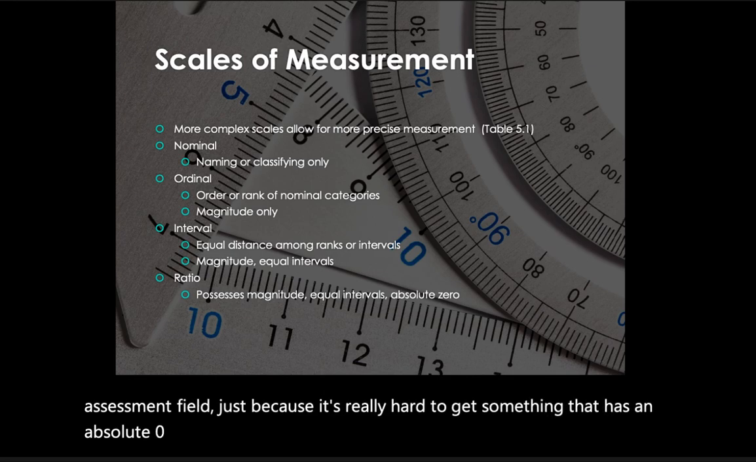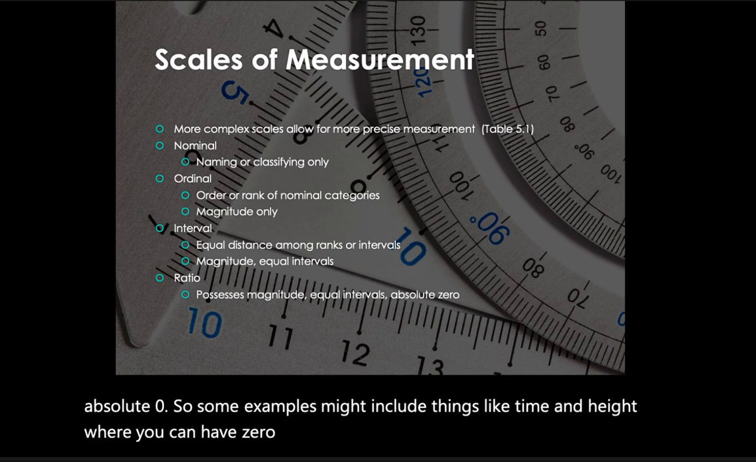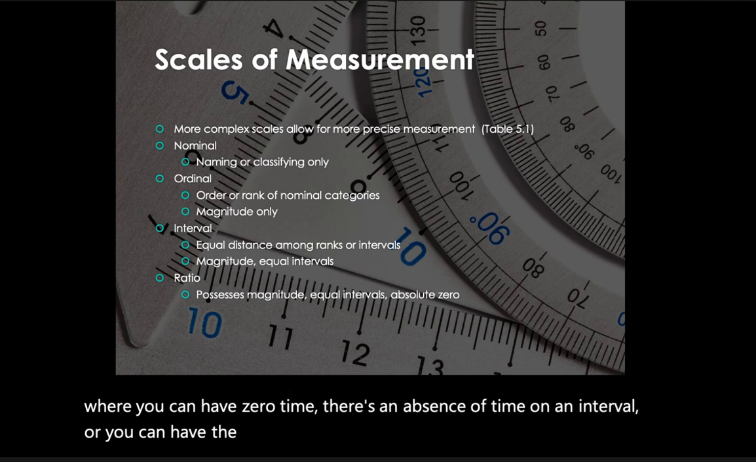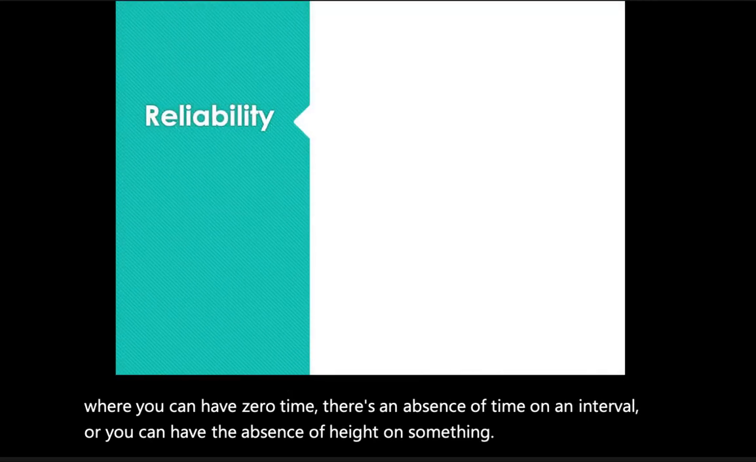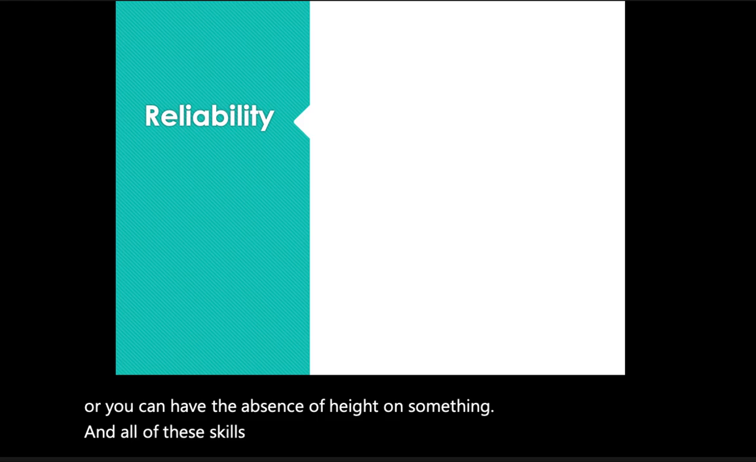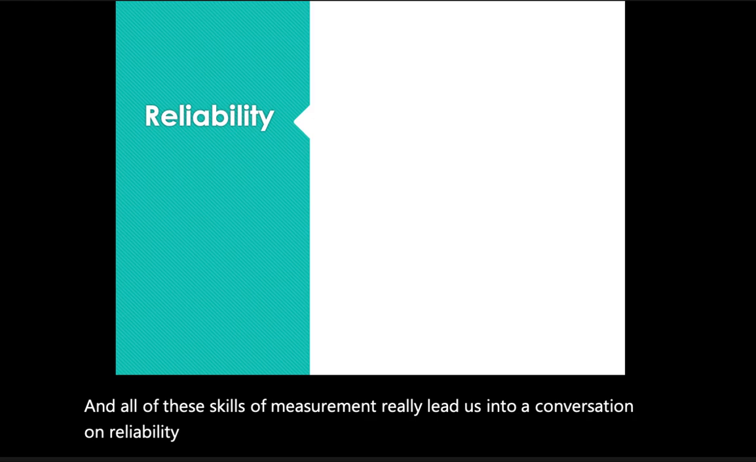So, some examples might include things like time and height, where you can have zero time. There's an absence of time on an interval, or you can have the absence of height on something. And all of these scales of measurement really lead us into a conversation on reliability within assessment.